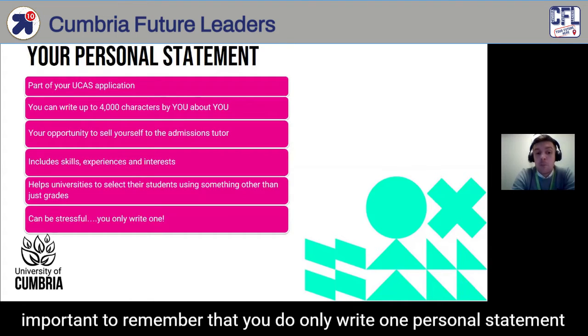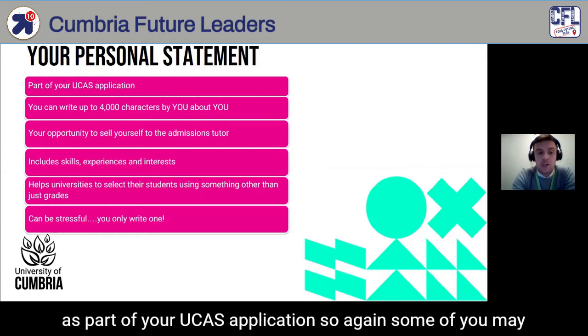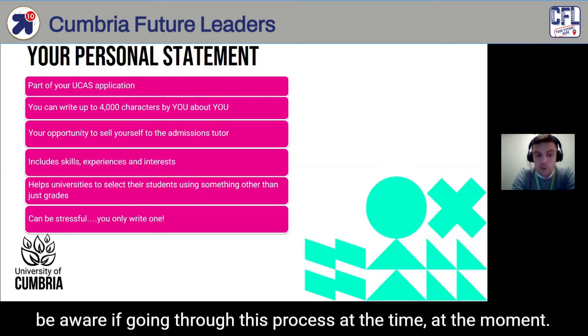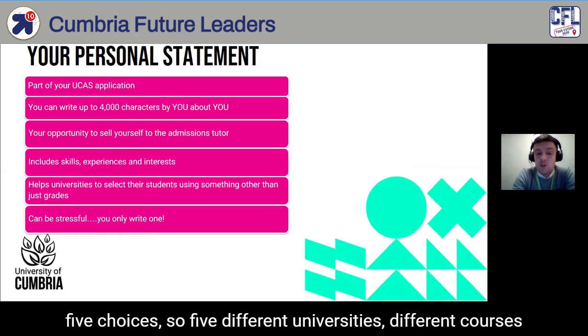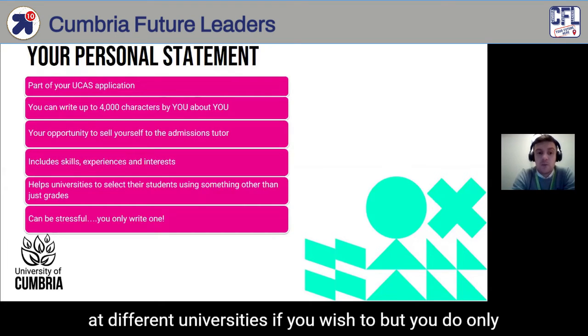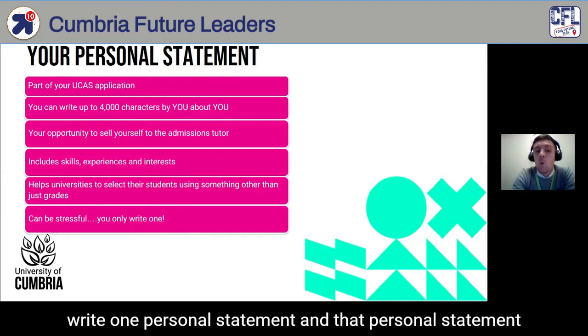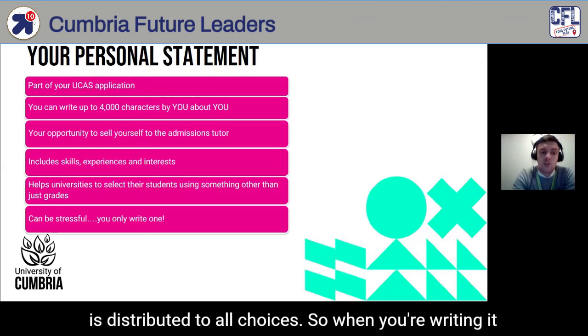It's important to remember that you do only write one personal statement as part of your UCAS application. Some of you may be aware, if going through this process at the moment, that you can apply for up to 5 choices. So 5 different universities, or different courses at different universities if you wish to, but you do only write one personal statement, and that personal statement is distributed to all of your choices.